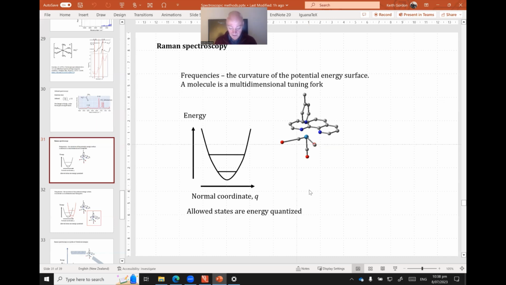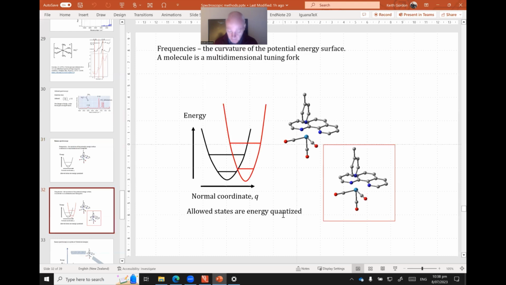And of course, if I reorganized it and we did a different one, we have a different vibration here. And now they're all going in and out together in the red. And of course, that has a higher frequency because it requires more energy to do that. And so the curvature of the potential energy surface is really what's giving you those different frequencies in that particular case.